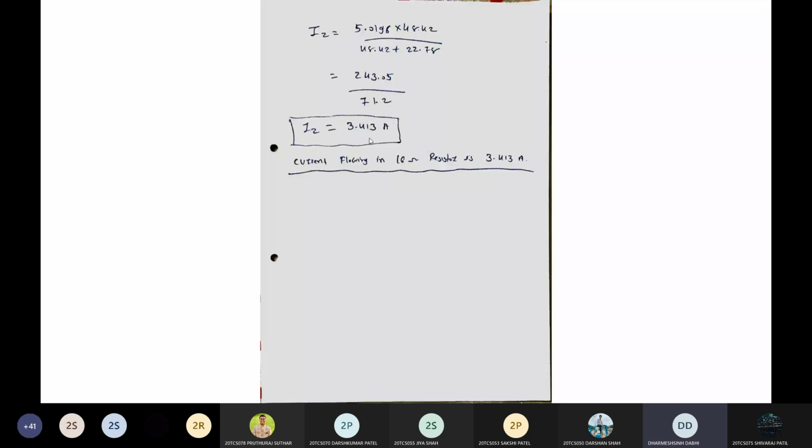Please write down this answer: current in 16 ohm resistance is 3.413 ampere. All of you must write this answer because you need to submit this solution.